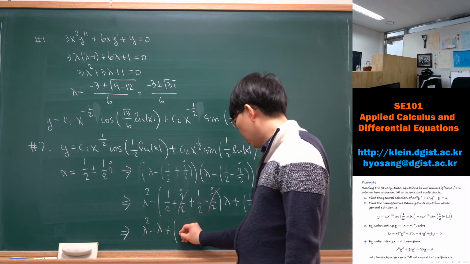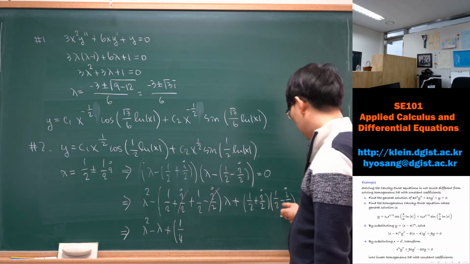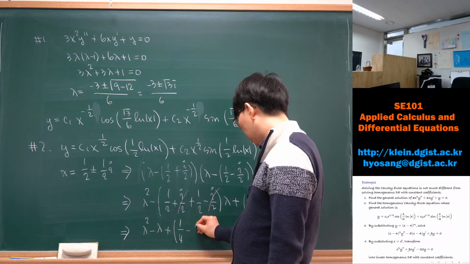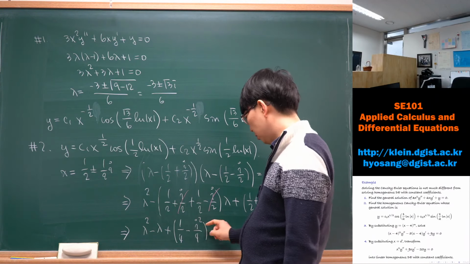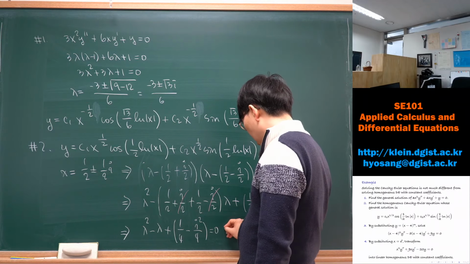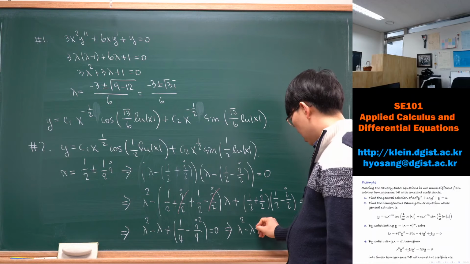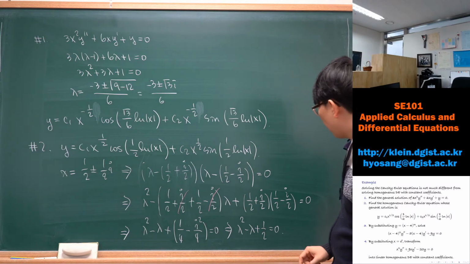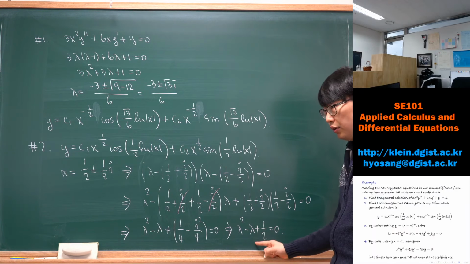So 1 over 4, and this is plus minus, so you can just square minus square. Okay, so we have minus i squared over 4. i squared is negative 1, so this is not 0. And we have lambda squared minus lambda plus 1 over 2 equals 0. And this is a characteristic equation of a Cauchy-Euler equation.